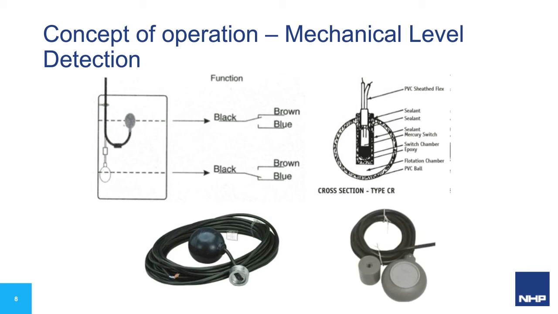The disadvantages are debris can prevent actuation, so it can block the float. And again, you can't use these in small tanks where there's not much difference in high and low level. You wouldn't be able to detect that effectively.